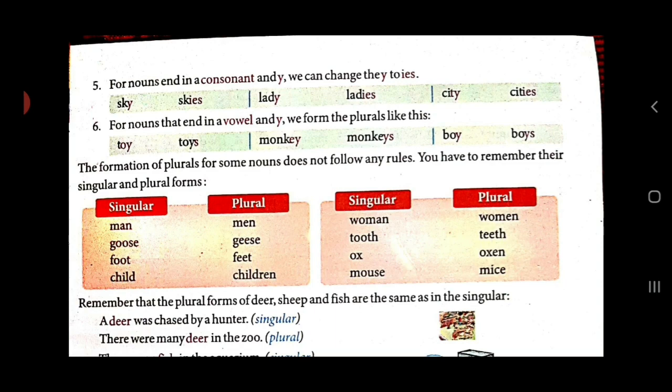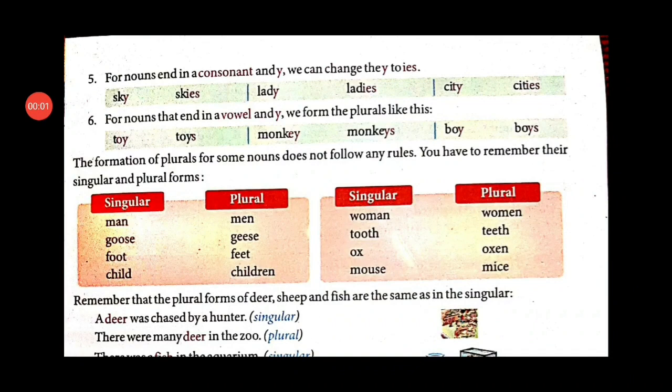So here, children, whenever a noun ends with a consonant and Y, this thing you have to keep in mind, then we change that Y, we replace that Y with IES and the word changes into plural form. Sky, skies. See, they have replaced Y and added IES to it. Lady, ladies. City, cities.